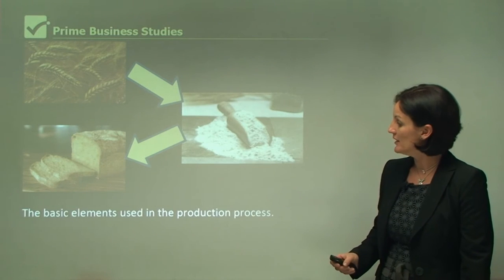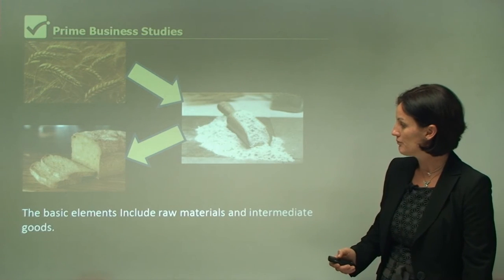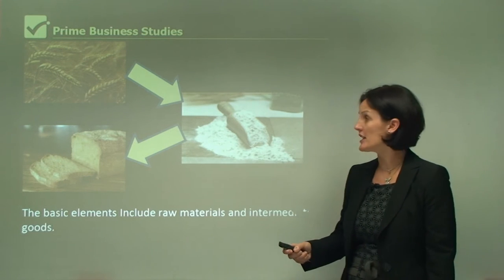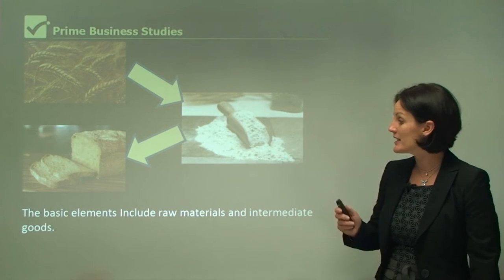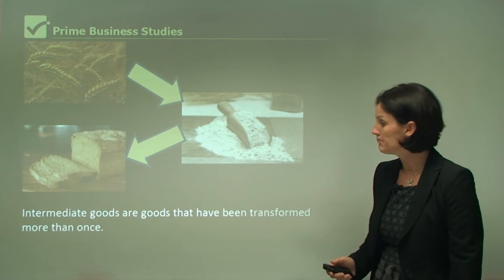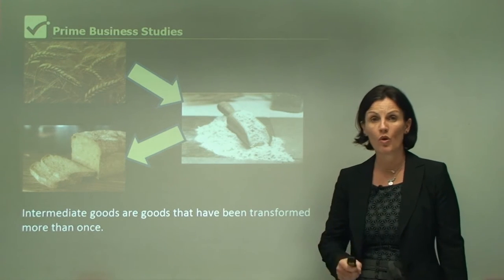Now, the basic elements used in the production process are seen here. The basic elements include raw materials such as flour and intermediate goods. Intermediate goods are goods that have been transformed more than once.